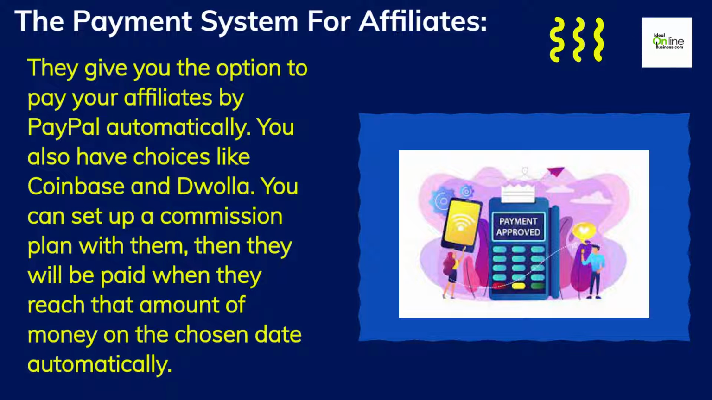The payment system for affiliates. They give you the option to pay your affiliates by PayPal automatically. You also have choices like Coinbase and Dwolla. You can set up a commission plan with them, then they will be paid when they reach that amount of money on the chosen date automatically.